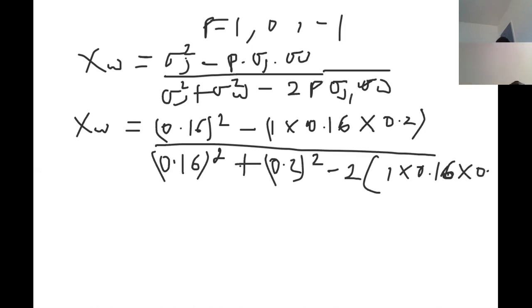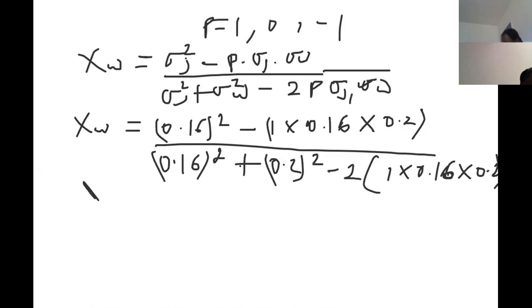All right, so let me do it. So we're going to have 0.16 squared. Somebody can also cross-check with their calculator, please: 0.16 squared minus 1 times 0.16 times 0.2, all over 0.16 squared plus 0.2 squared minus 2 times 1 times 0.16 times 0.2. Okay, so I have XW equal to -4.